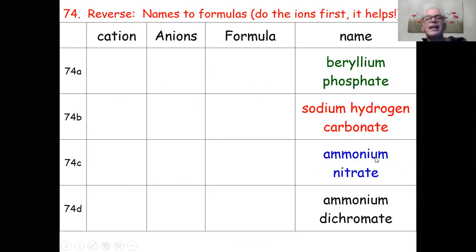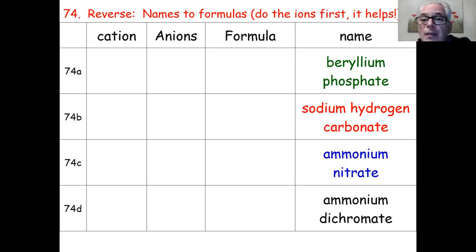All right. This time for 74, which I think is the last one, we'll be done. This is a short class. We're going to go backwards. I'm giving you the names. You need to get the formulas. But truthfully, it's going to be way easier if you figure out the ions first, the cation and the anions. Then you'll get the formula.